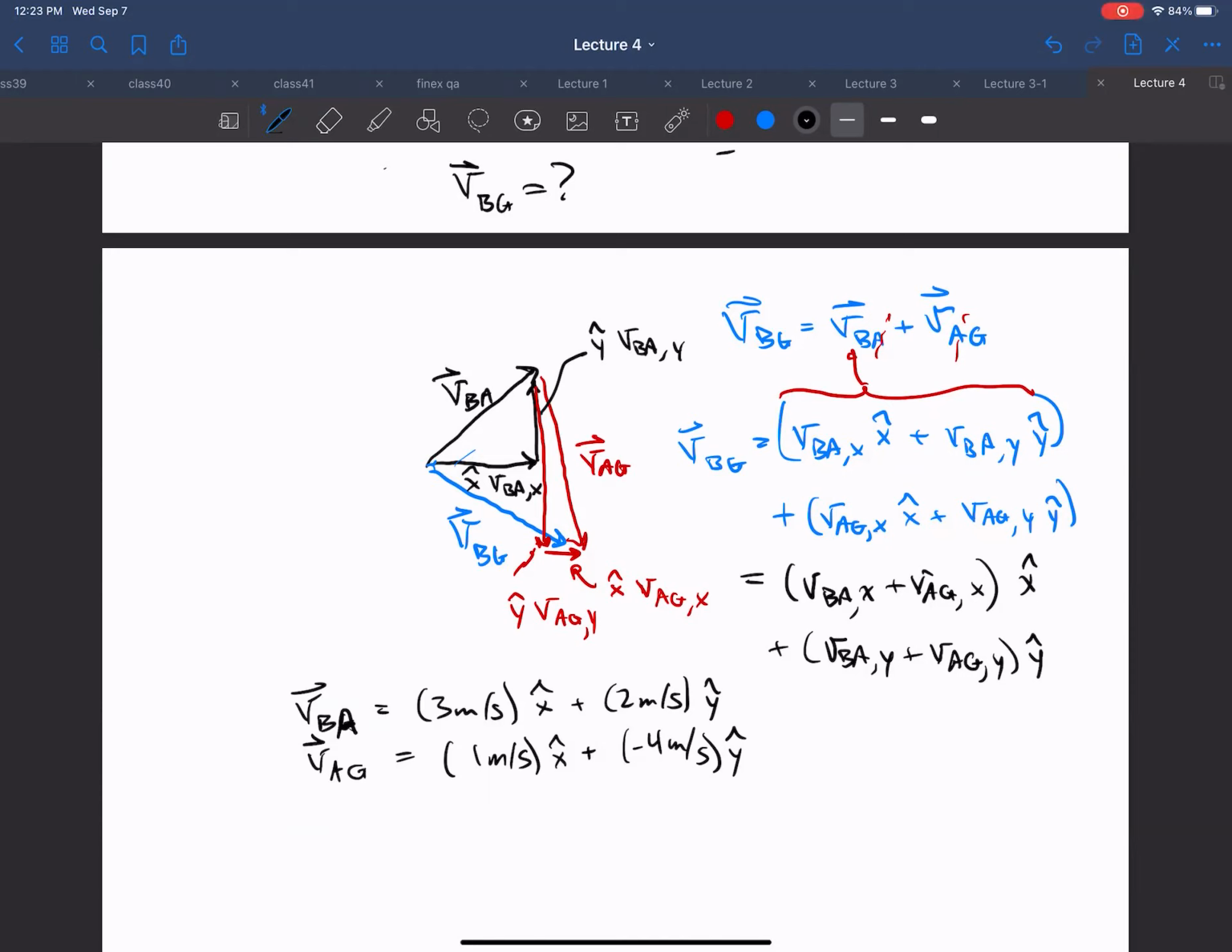Okay, Teddy, walk us through it, please. So I could write down here, listen up. The velocity of the bird relative to the ground is equal to the velocity of the bird relative to the air plus the velocity of the air relative to the ground. Go ahead, Teddy. So 3 meters per second plus 1 meter per second. That's the X component. Go ahead.